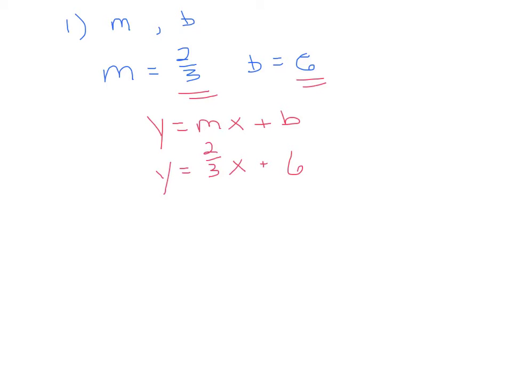The y, we want to leave it as y. The x, we want to leave as x. Those represent the infinite amount of points that we might have. So if you're given the slope and you're given the y-intercept, all you really need to do is fill it in.